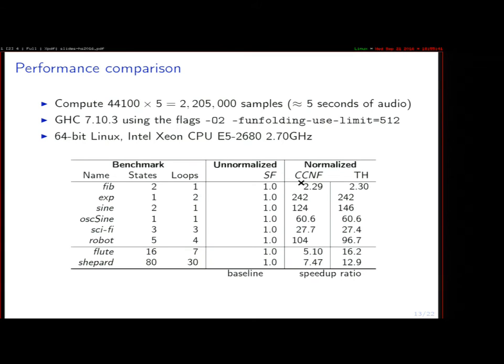So CCNF is our dynamic normalization technique, and TH is the Template Haskell static normalization technique. We can see that for small benchmarks, they're roughly comparable. So indeed, this technique works at runtime. But for bigger programs, there's still a gap here.